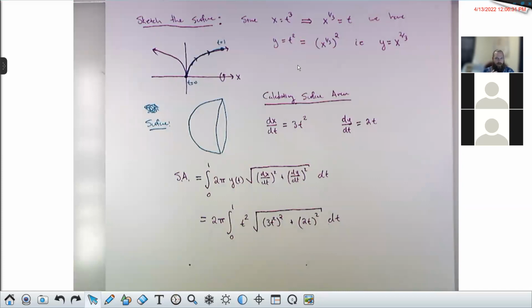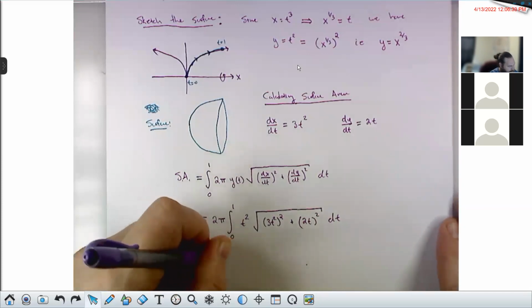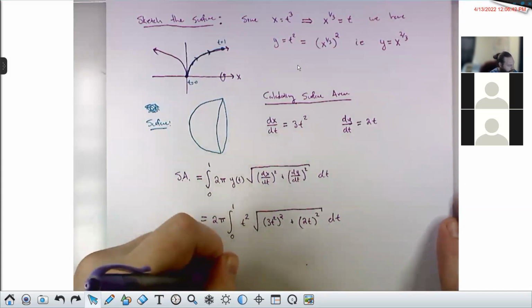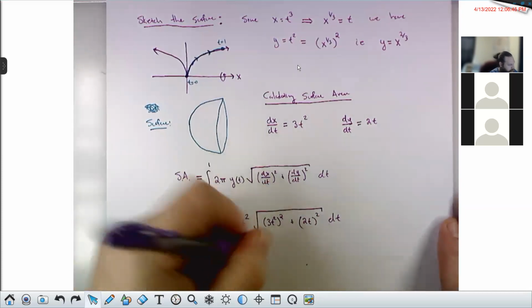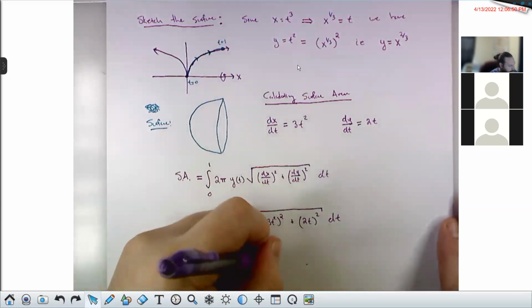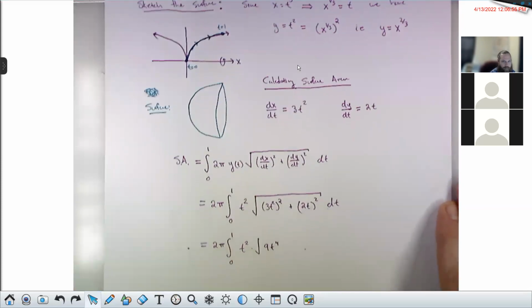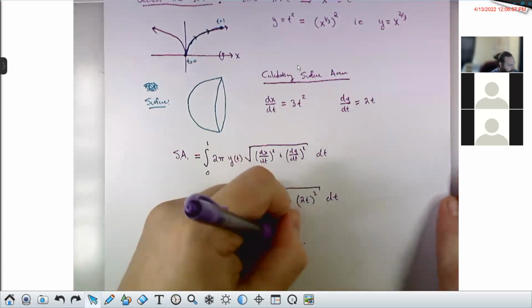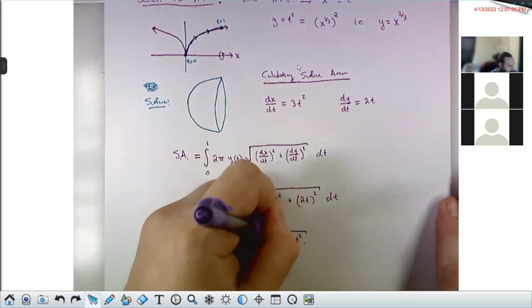And this integral is not as bad as it looks. Let's clean it up a little bit and see what we can do. I have here now 2 pi times the integral from 0 to 1 of t squared times the square root of 3t squared all squared. That's 9t to the 4. 2t all squared is 4t squared.